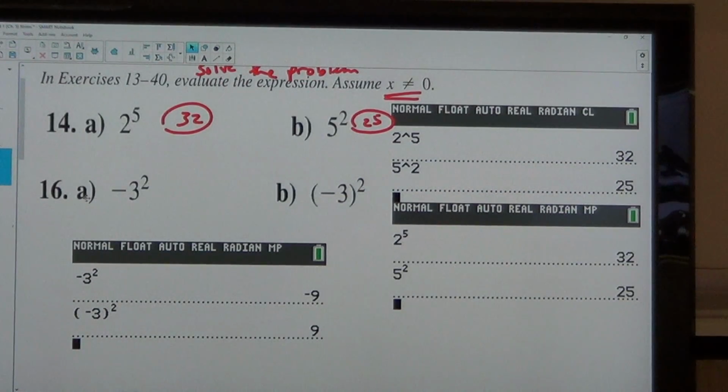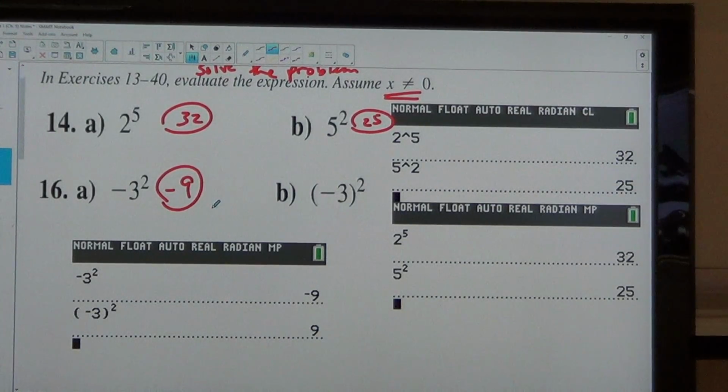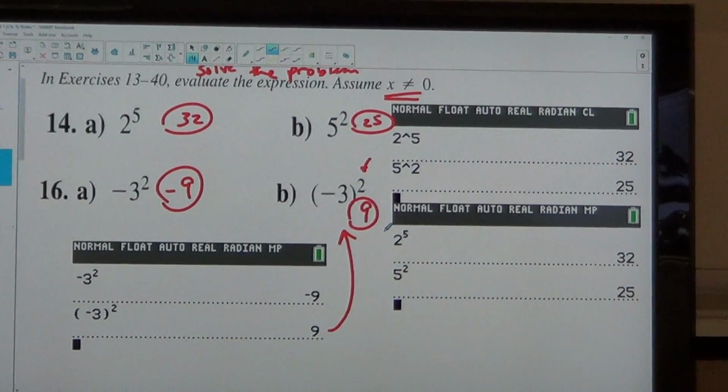Okay, in 16, you should have done -3 to the second. That gave you the -9. For part B, you have to put that -3 in parentheses. The 2 goes on the outside. It's got to be written exactly like you see it, or it's going to be wrong. So that one's going to be a +9. If you put it on the inside, it means something totally different.